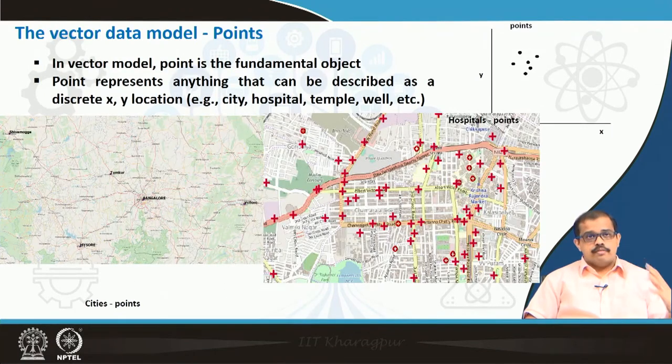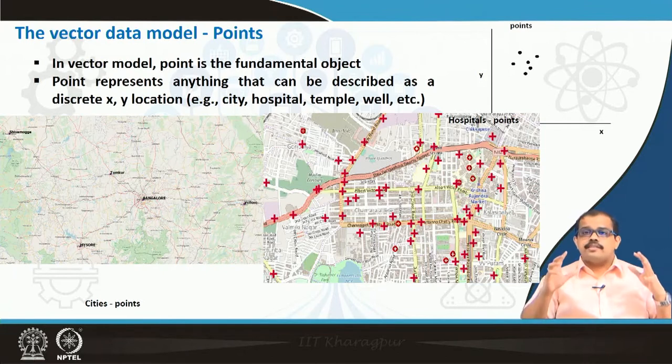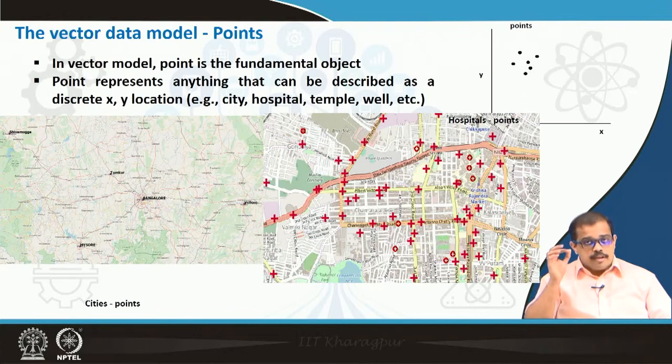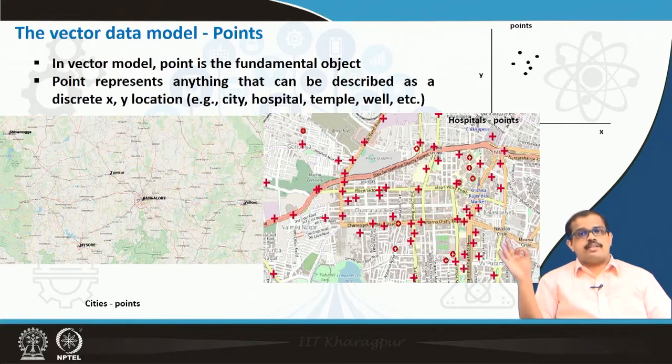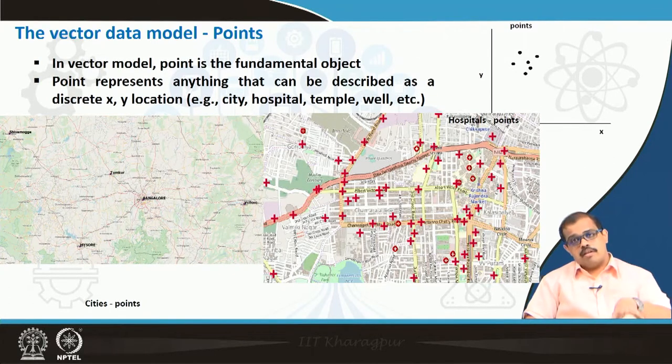So, when you are looking at a vector data model as points, points is a fundamental object. You can represent any building, any corner of a road with a point. Point represents a discrete, please be careful here, discrete x y location, okay. It is represented only by a discrete x y location, that is nothing but a point. A city may be a point, but when you go into looking at city boundary, it becomes a polygon, okay.